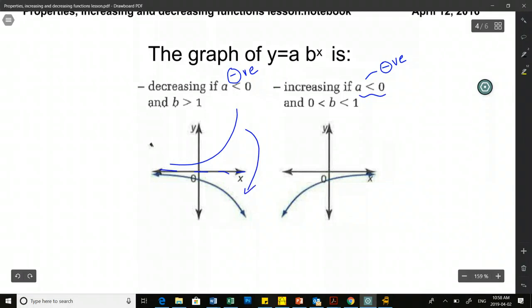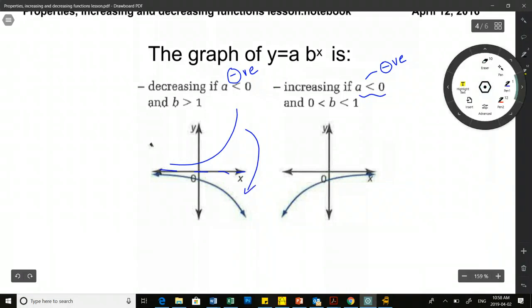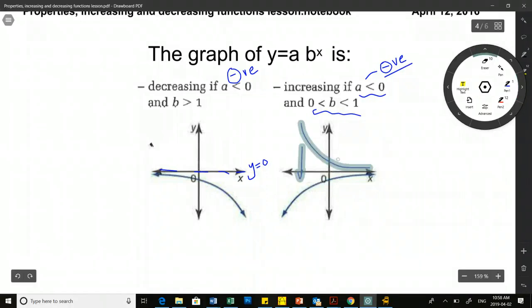Okay? So that's kind of the idea. So you don't have to necessarily memorize this summary, but just understand, okay, here's the graph of growth, what growth looks like, and then when a is negative, it gets flipped. And then same idea, when I have the graph of decay, when b is between 0 and 1, and a is negative instead of positive, it gets flipped vertically. So now it's an increasing graph. Okay? And we still have that asymptote along y equals 0.